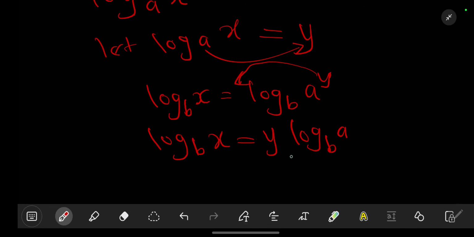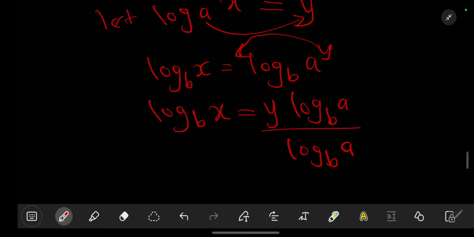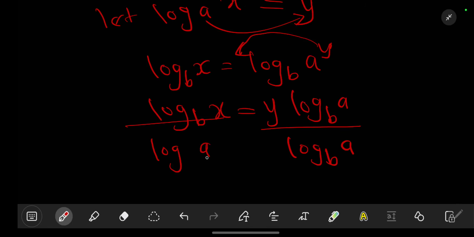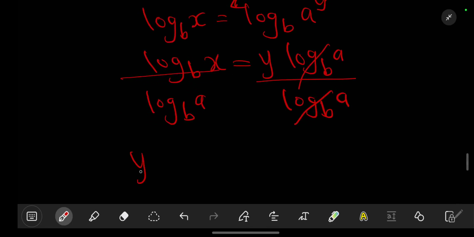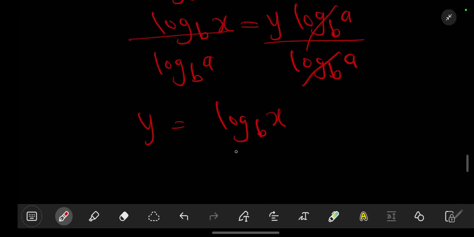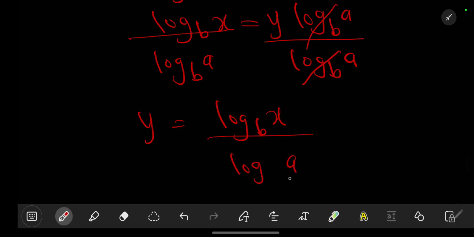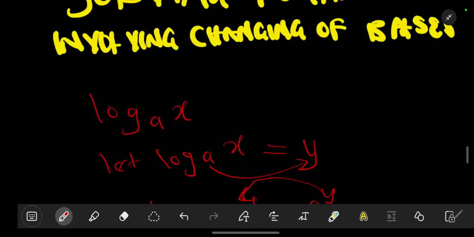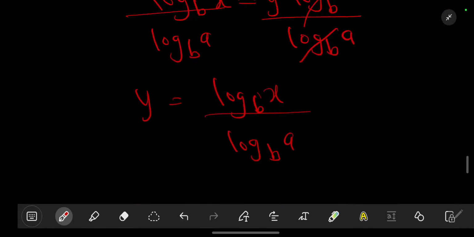Now, to make y the subject of the formula, we are going to divide by the log of a base b. So y should be equal to the log of x base b over the log of a base b. With that said, with this equation, we have changed the base. Instead of base a, it is now base b.